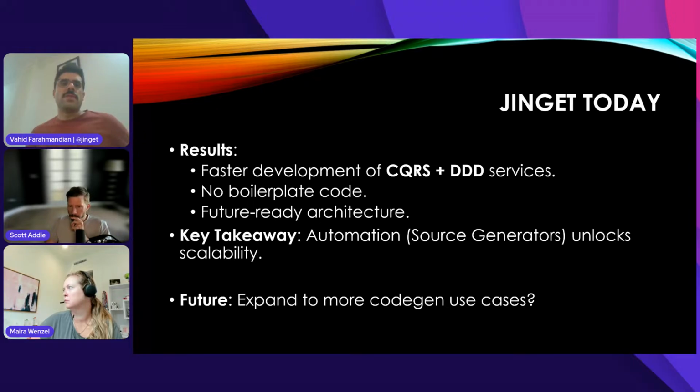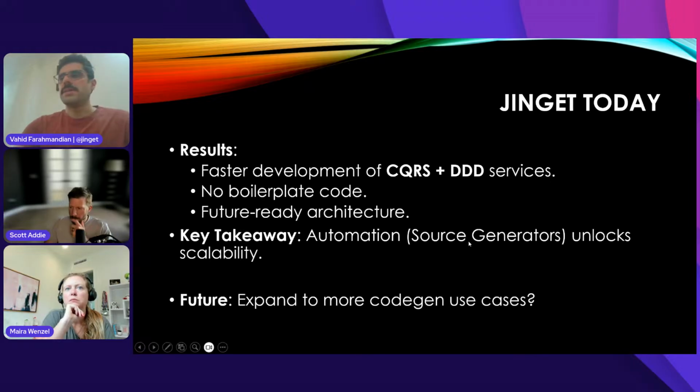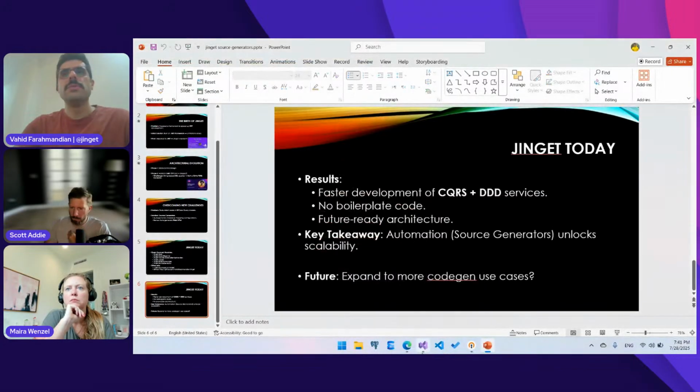For the future, of course, we are seeking to use more code generation in our Jinget frameworks. Of course, why not? But we're just exploring those potentials. Okay, if you are ready, we can go back to Visual Studio and explore some source code and see how source generators work and how they are going to be configured in our source code. So let's get back to Visual Studio.